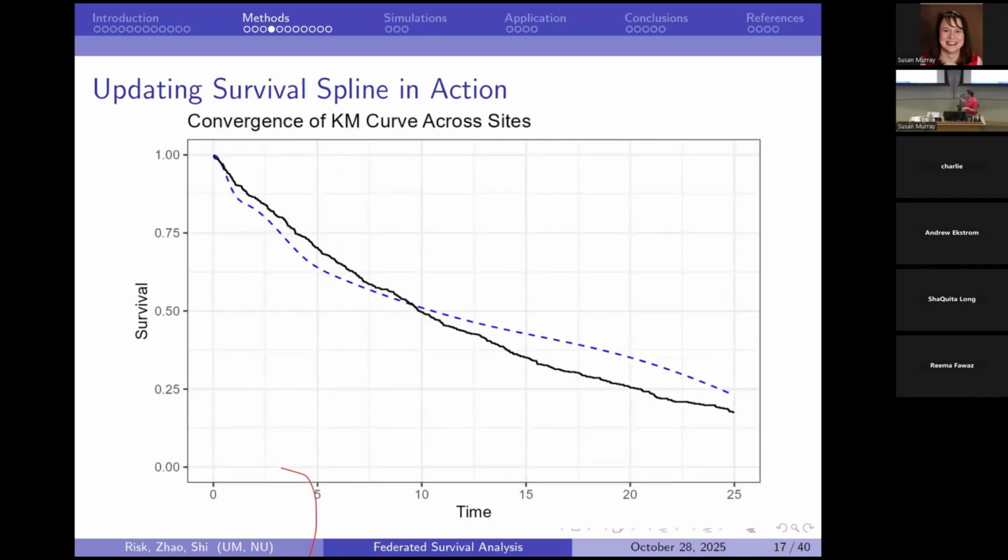So this is what our method is going to look like in action. I have this little animation here. Hopefully it works.